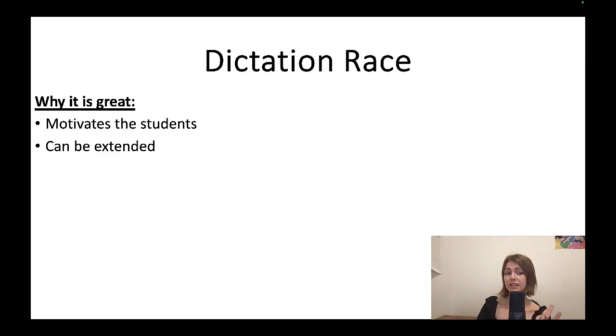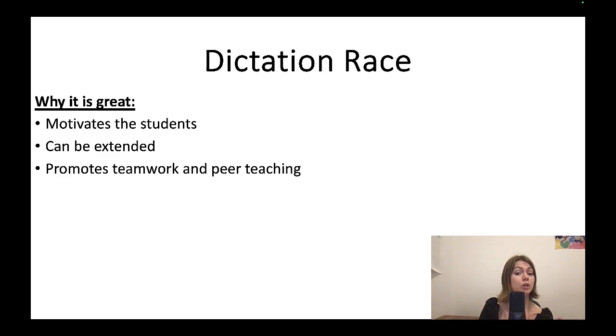So it can literally work at any point of your lesson, and it can be a meaningful activity, and you can have a nice follow-up discussion after it, given that the text gives enough room for that. So that's why it has to be meaningful and relevant to your students. That's a big point. Again, it promotes teamwork and peer teaching.